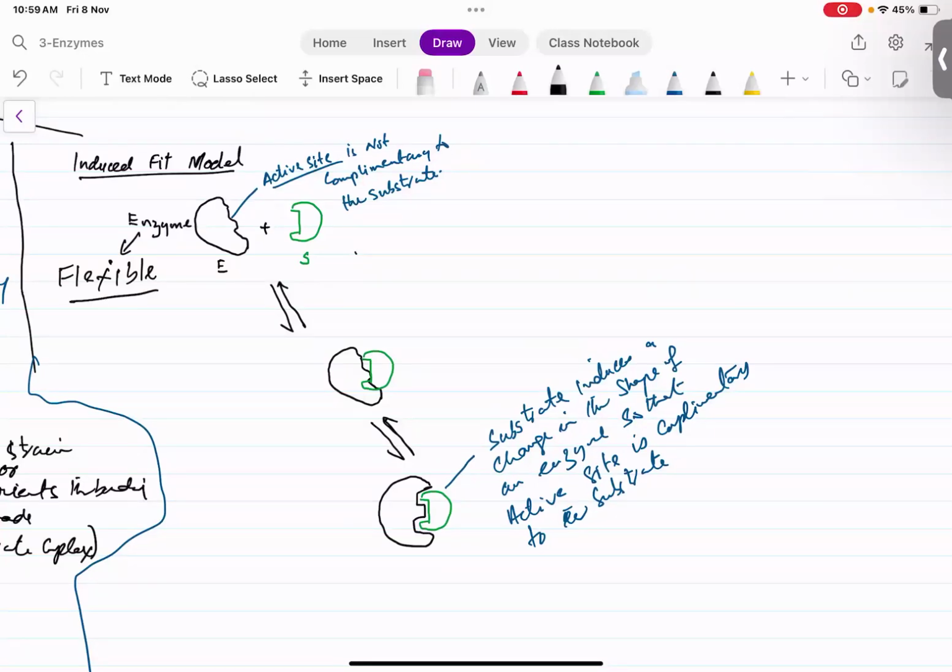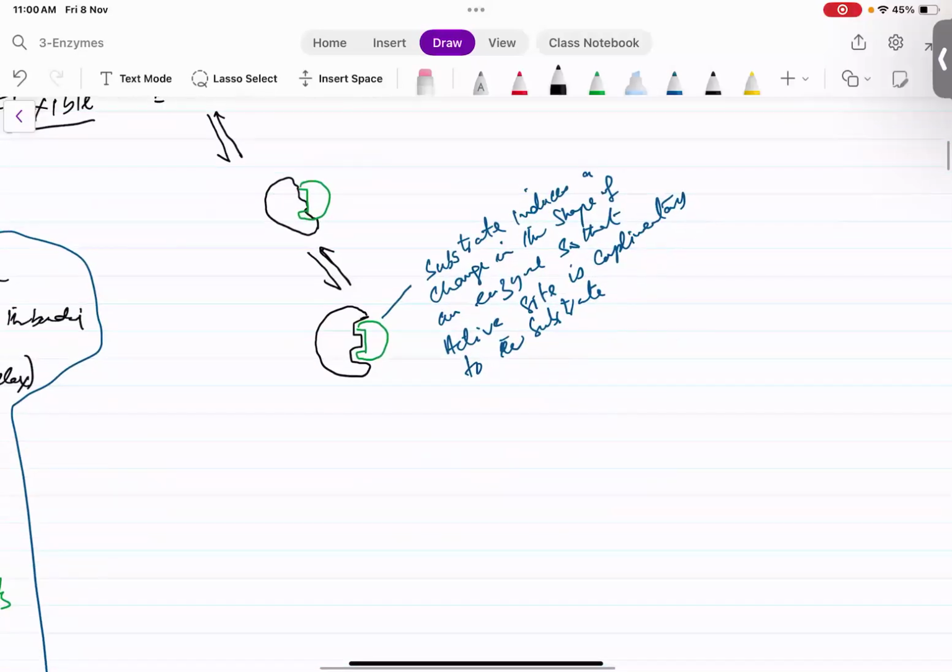In a lock and key model, the enzyme is rigid. It is not flexible, but in the induced fit model, the enzyme is flexible. It changes its shape, and that shape is induced by the substrate molecule. And then what happens exactly? The enzyme-substrate complex is now formed. This is an ES complex.